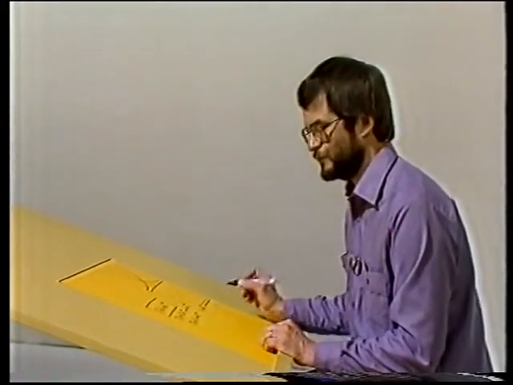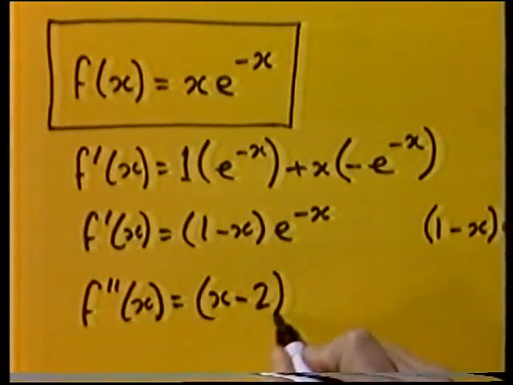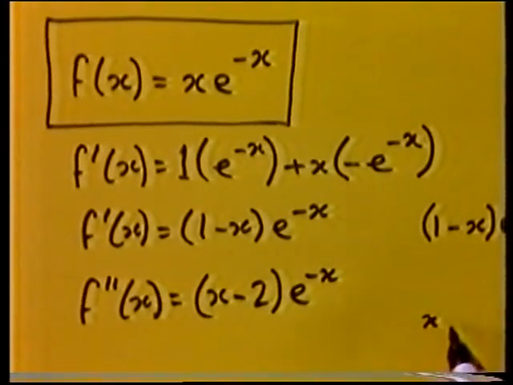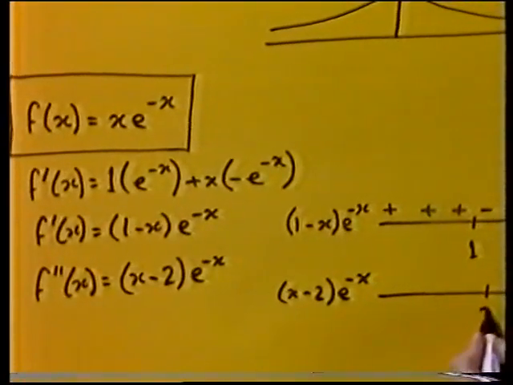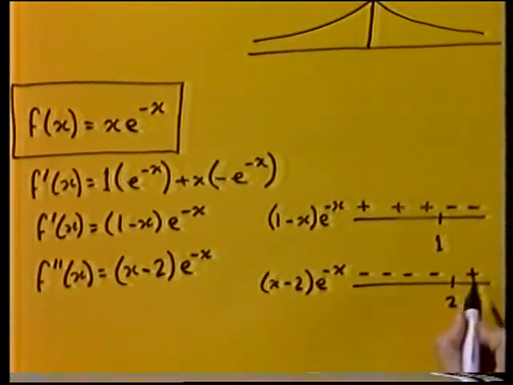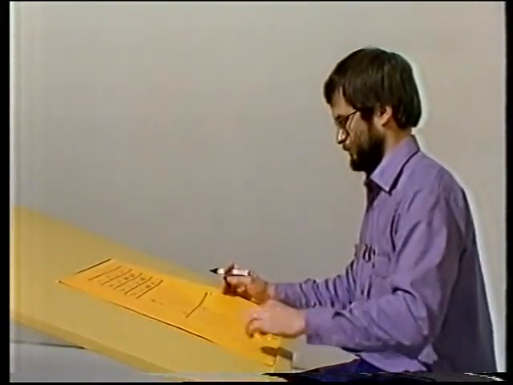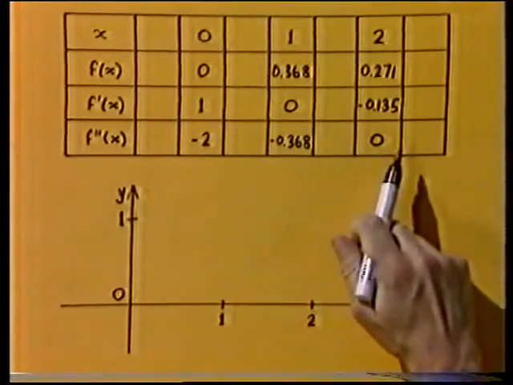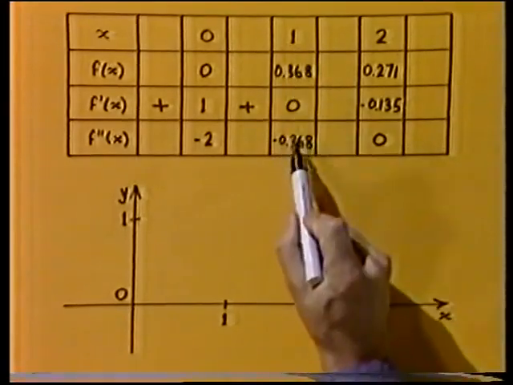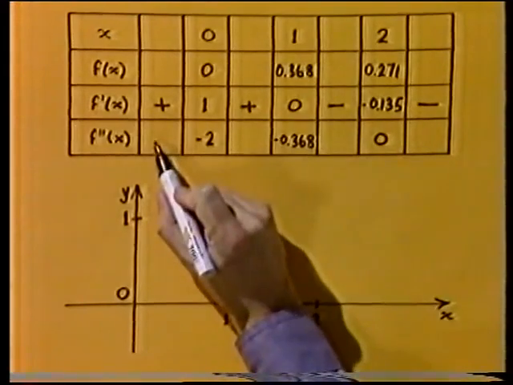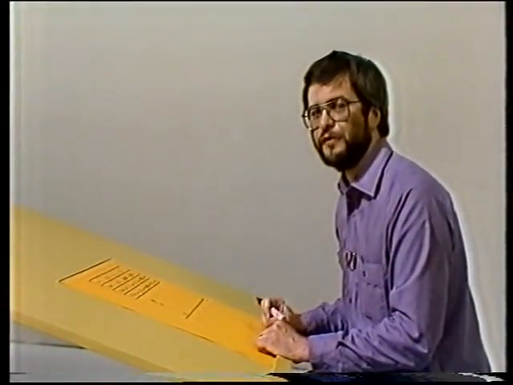Next, what about f double prime? If you differentiate f prime in the same way as we did for f, you'll get (x minus 2) e to the minus x. And again, let's look at the sign diagram for f double prime. f double prime is negative if x is less than 2, and positive if it's greater than 2. Now, before the program, you filled in these bits of this table. And I can complete it using the sign diagrams. f prime is positive up to x equals 1 and negative thereafter. And f double prime is negative up to x equals 2 and positive thereafter. And now it's just a question of using the table to help sketch the graph.